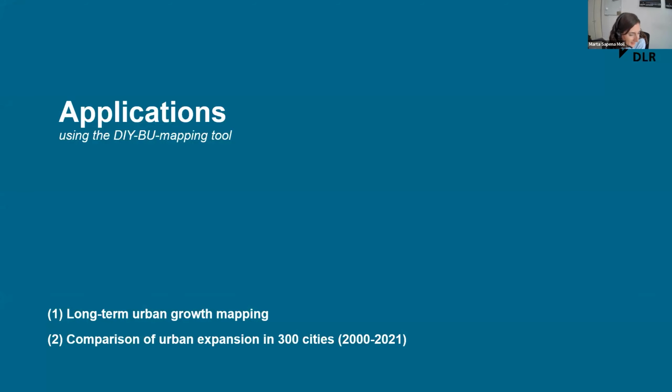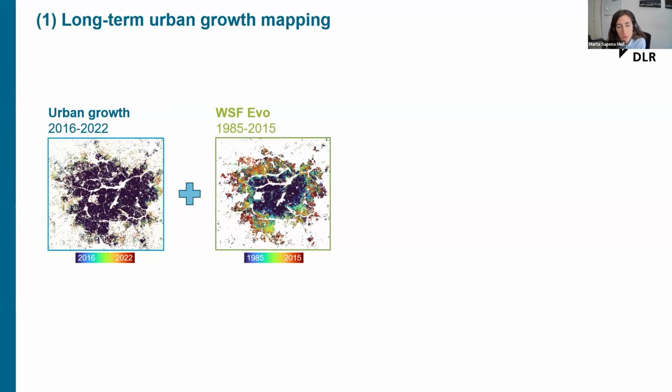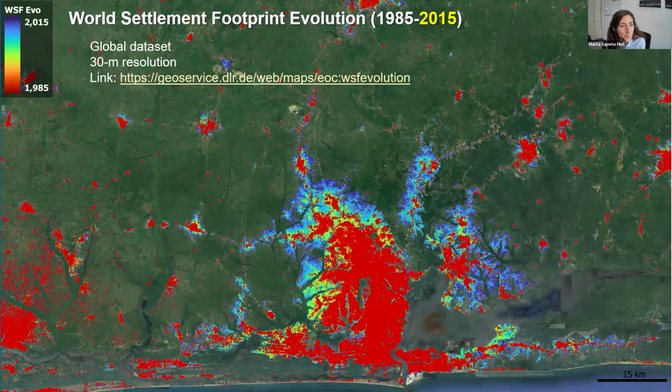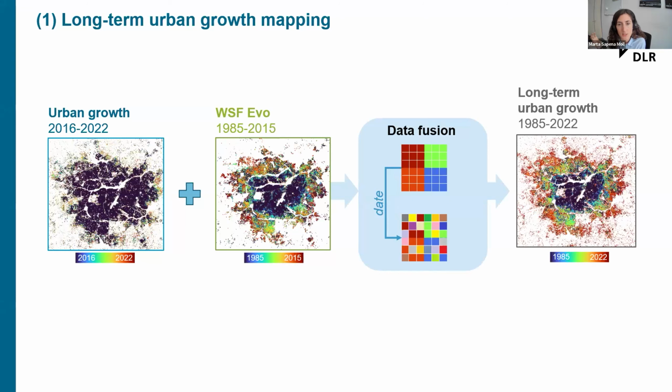And maybe very briefly, I will go through some applications, or how we are using this tool or the products created with it. Since we are using Sentinel, we are only able to map since 2016, but the DLR, also German Aerospace Center, developed a product called the World Settlement Footprint Evolution, which uses Landsat data and maps built-up areas from 1985 to 2015. So what we did is a data fusion of these two data sets, to have a very long-term view of urban growth of African cities.